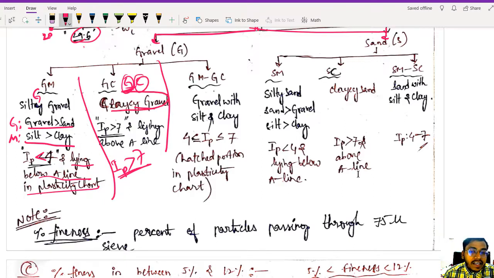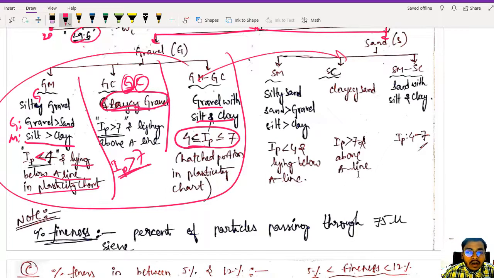So we are writing it as clayey gravel. Okay, if your IP value is ranging between 4 to 7, then we will be classifying it as gravel with silt and sand, both in the intermediate range. So we will say gravel with silt and sand. Same, copy paste here, the concept is the same.